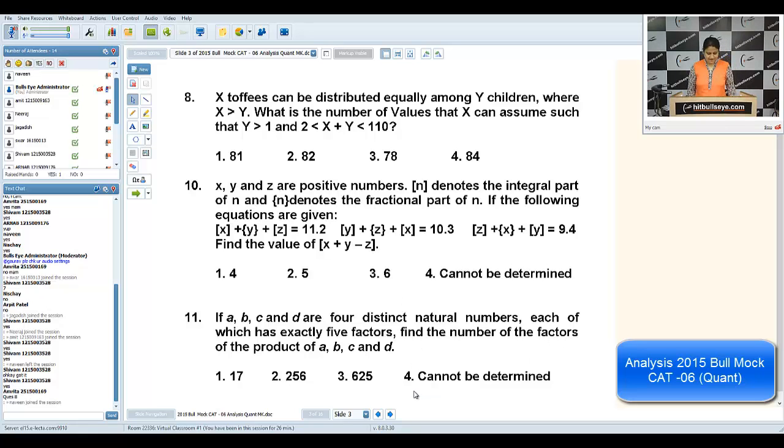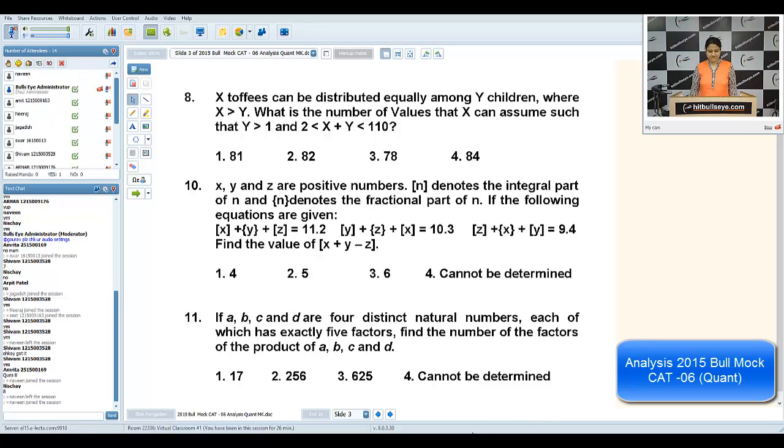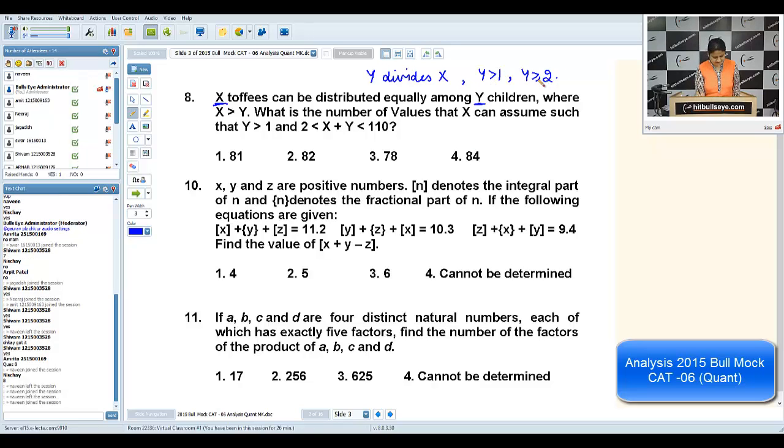Okay, Amrita. 8. X toffees can be distributed equally among Y children where X is greater than Y. What is the number of values that X can assume such that Y is greater than 1 and 2 is less than X plus Y is less than 110? See, what are the conditions given? X toffees. You are distributing these toffees equally among Y children. It means Y divides X. And Y is greater than 1. So Y will be greater than equal to 2. We can say that.